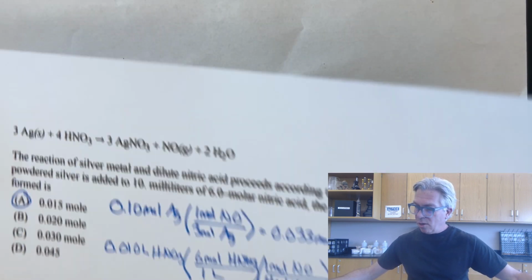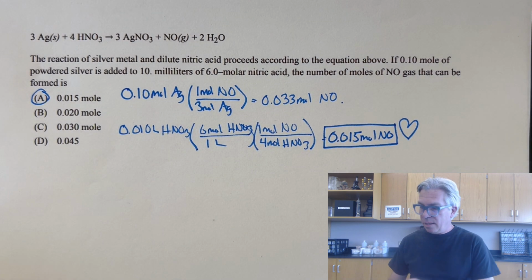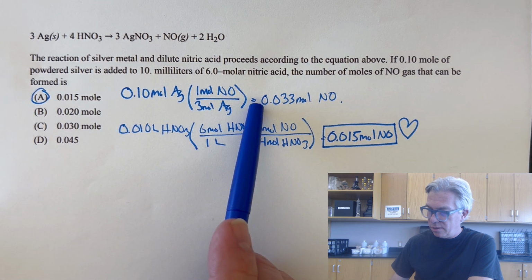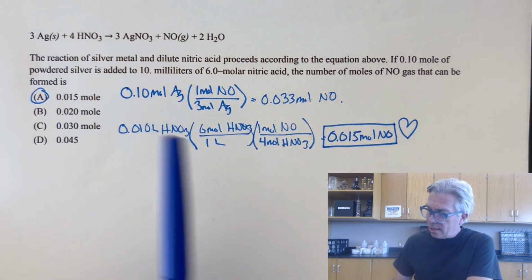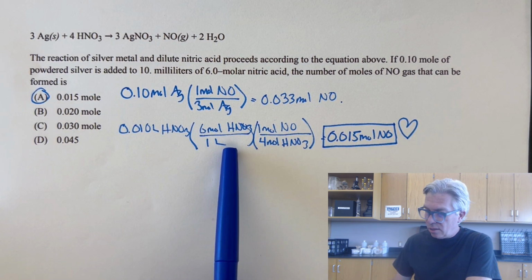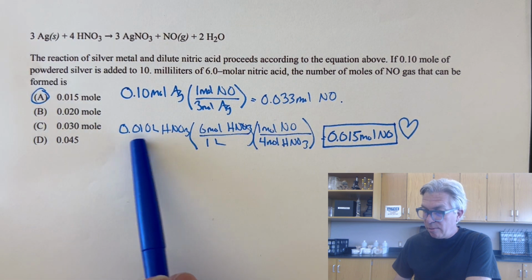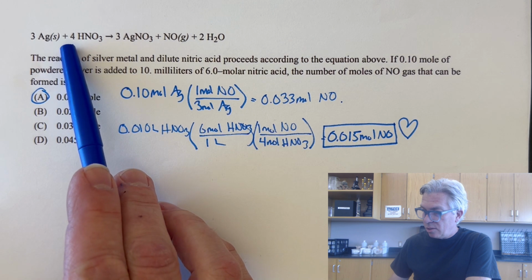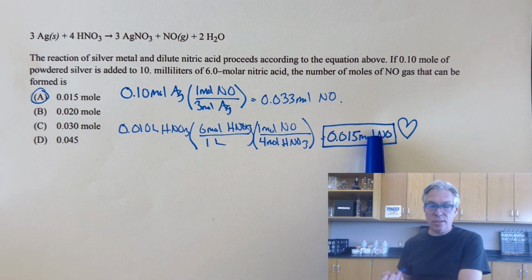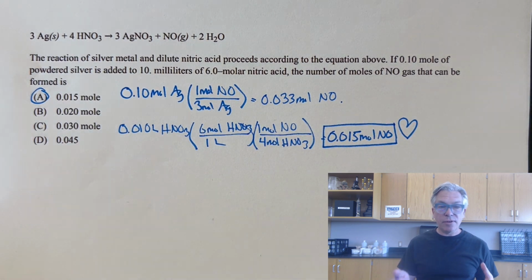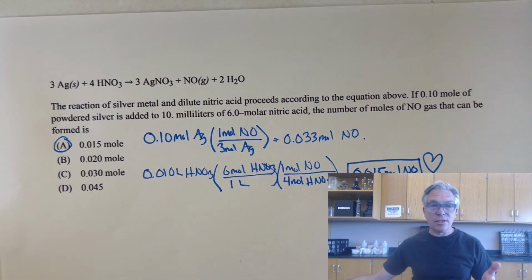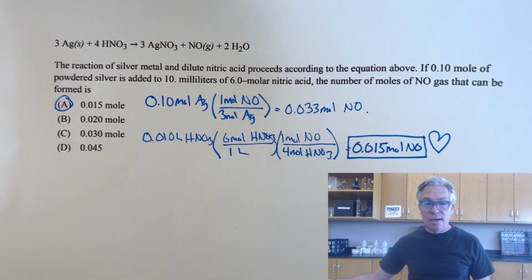I came up with 0.015 moles because I already had moles of silver, so I just applied the ratio, 1 to 3. And I had to find the moles of HNO3. So liters times moles per liter gave me moles, and then it's a 1 to 4 ratio. That gave me the smaller number of moles, and that's my choice in the answer. So hopefully that helped you review some stoichiometry. Spend some time doing some more before the AP chemistry exam too, because you are guaranteed to see a bunch of stoichiometry on the exam.